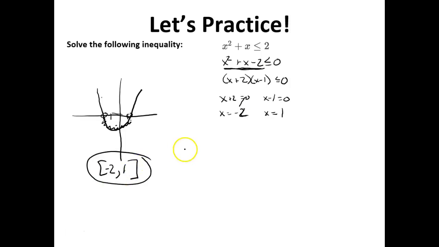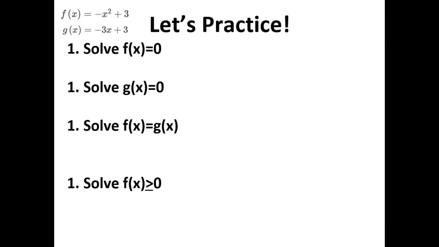If I wanted to double check it, to make sure I'm using the right interval, I'm going to pick a number like 0. I'm going to put 0 in and see if it holds true. Is 0 squared plus 0 less than or equal to 2? Well, yes, because 0 is less than or equal to 2. So I did have the right interval there.